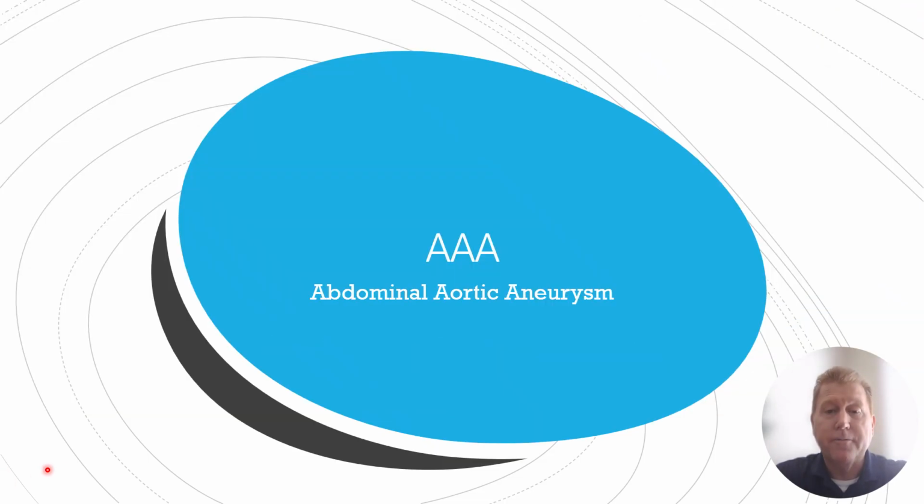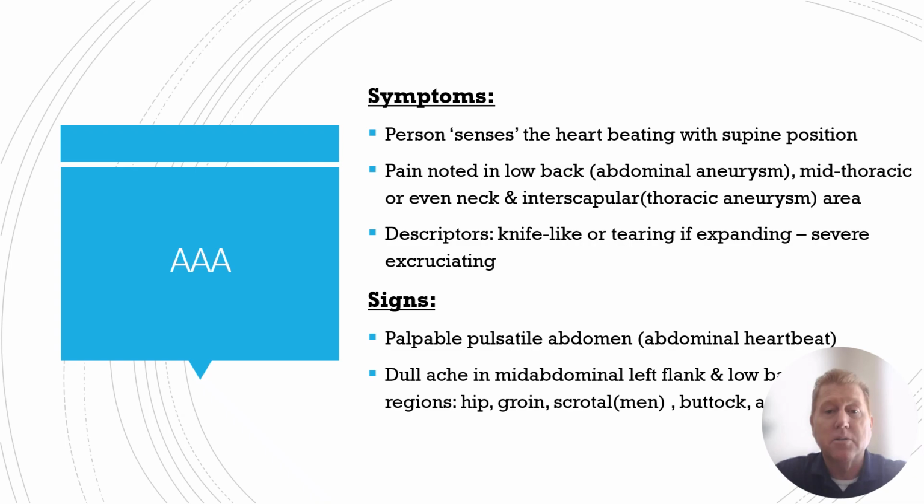All right, moving away from the cervical into more of the review of systems. We'll have a couple of cardiovascular things to talk about. AAA, or abdominal aortic aneurysm, would be our first.